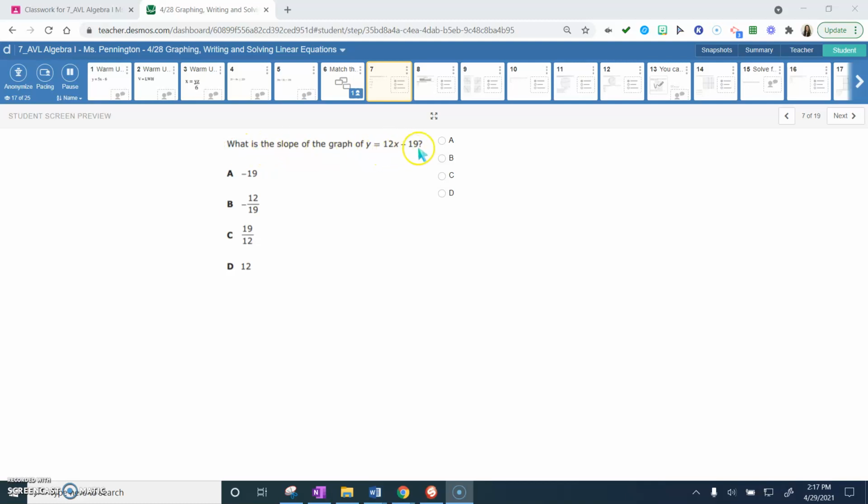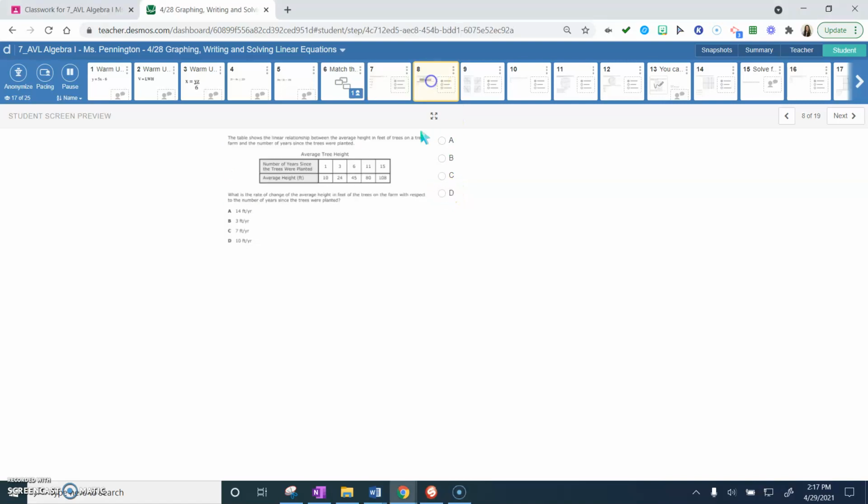What is the slope of this graph? It's always whatever is right next to the x, so obviously it's D. All right, let's see, this one is a table.